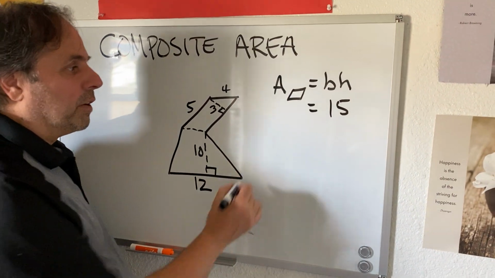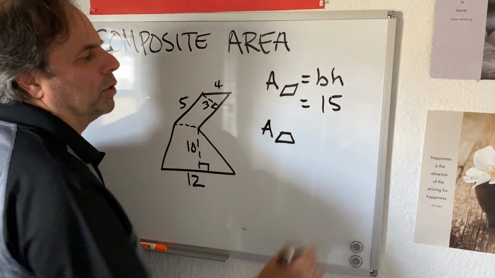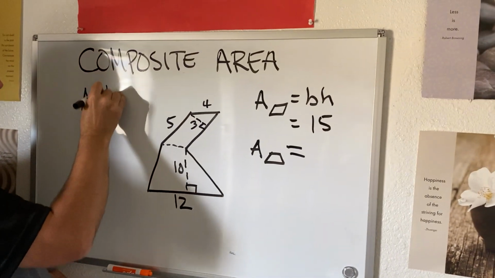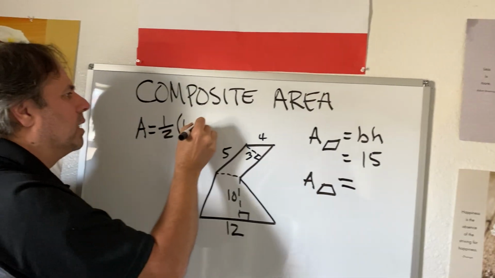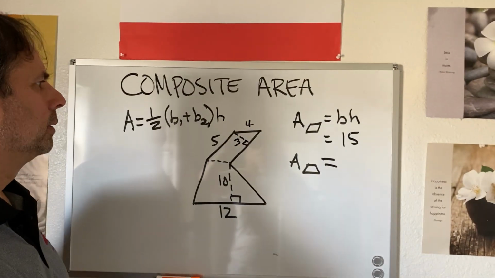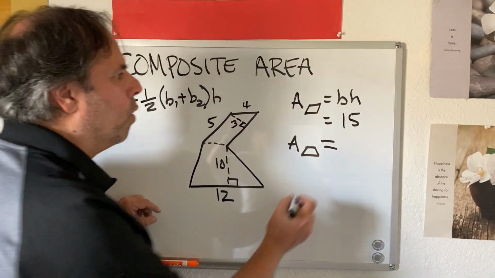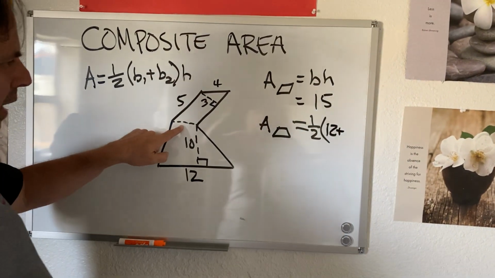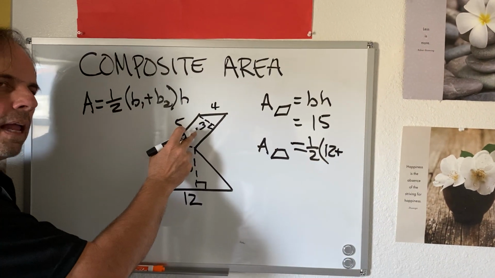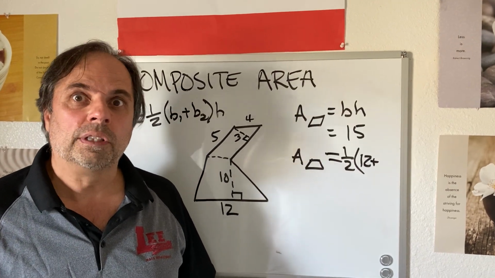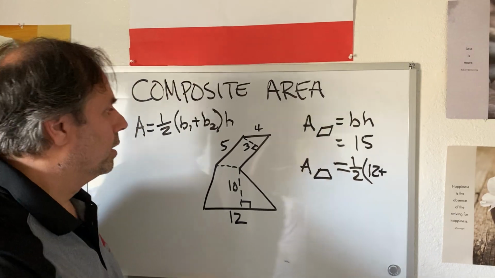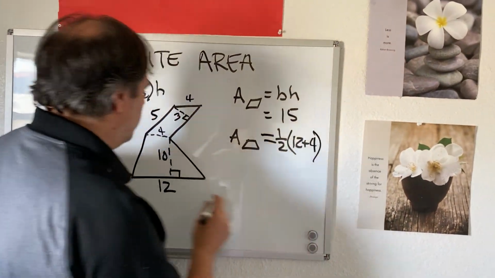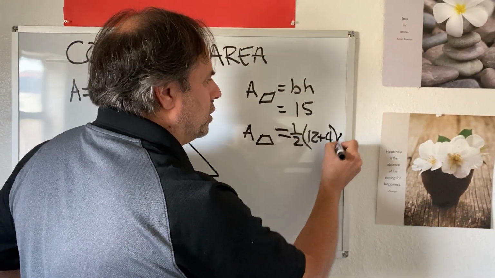Now then, to find the area of the bottom part, the trapezoid, we need to use the formula for the area of a trapezoid, which is 1/2 base 1 plus base 2 times height. Okay, so we'll put in these values. 1/2 times base 1 is 12 plus base 2. Well, here's base 2. We don't know what that is, but this is a parallelogram. And one of the properties that we know about parallelograms is that opposite sides are congruent. So we know that if this is 4, this also is 4. That second base is 4. And then times the height of the trapezoid, which is 10.